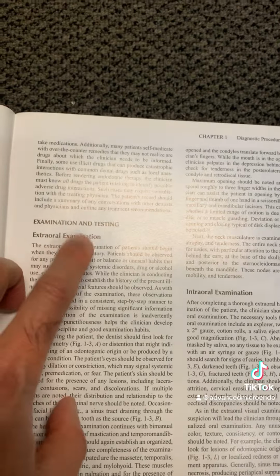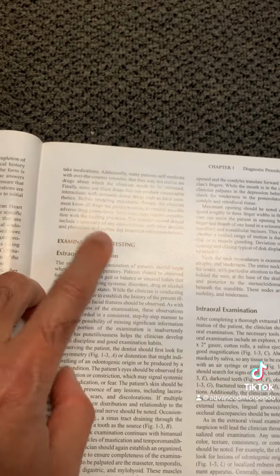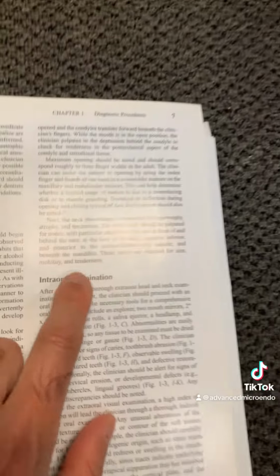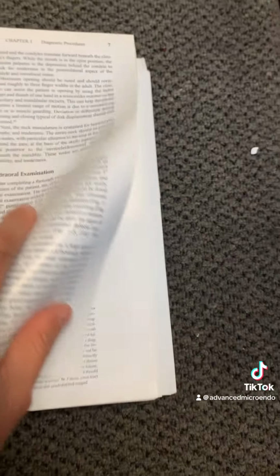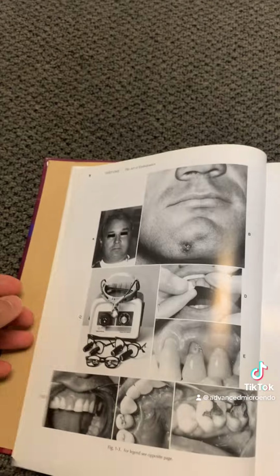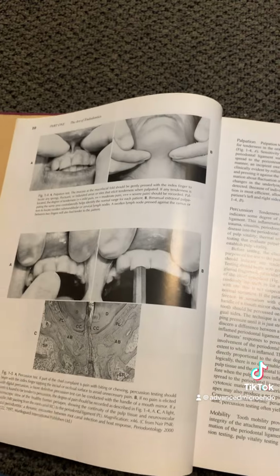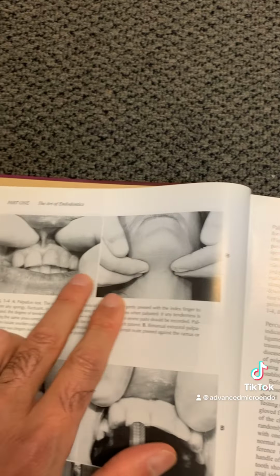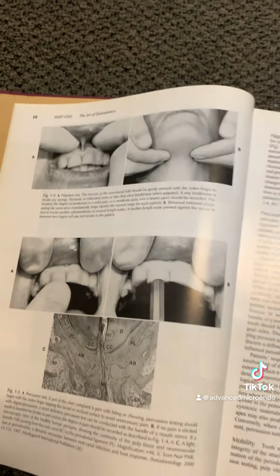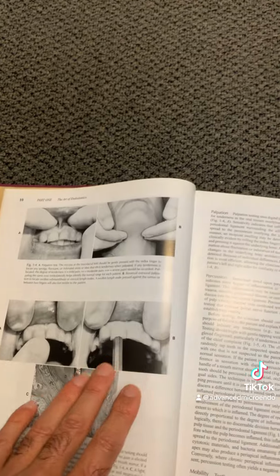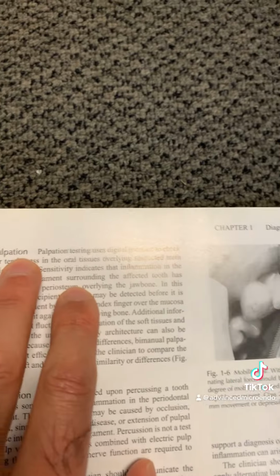Page 7 of Pathways. Extraoral examination. Intraoral examination. If there are sinus tracts, swellings, they need to be noted. Sinus tracts need to be traced. Palpation test.